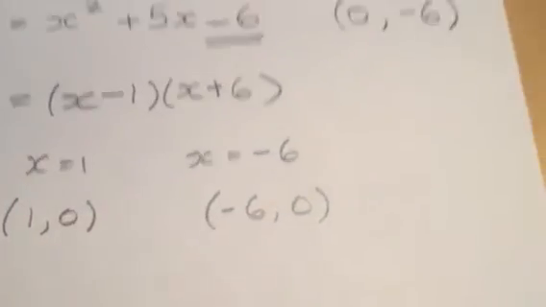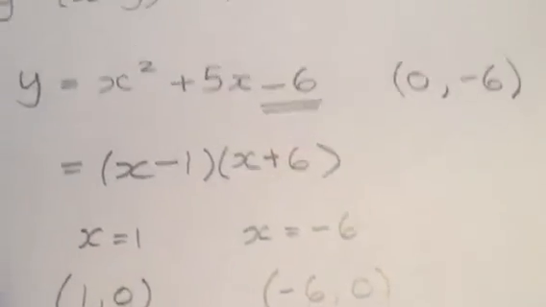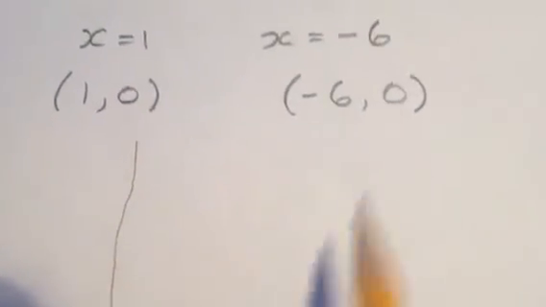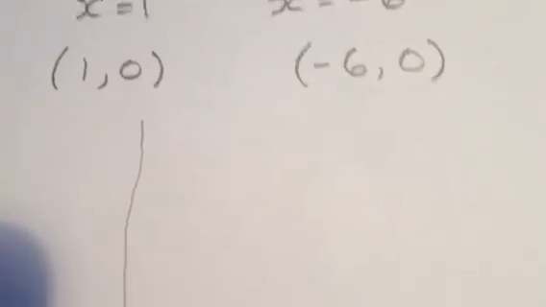Let's put those on a graph. So if we put those on the graph, we draw our axes. We know that it cuts, first of all, at (1, 0) and (minus 6, 0). So that's roughly here. So this will be (1, 0), and this will be (minus 6, 0).